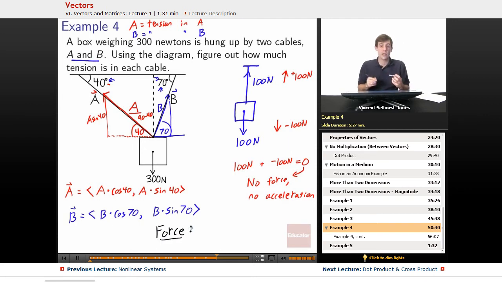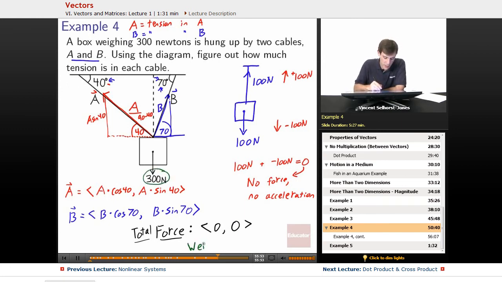Well, is the box moving up and down? Is it currently still? Well, it's currently still. It's not moving anywhere horizontally, and it's not moving anywhere vertically. So the total force, once everything gets put together, is not moving up and down or left to right, so it must be 0, 0. And they did tell us one other piece of information, 300 newtons.